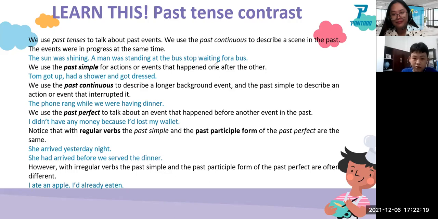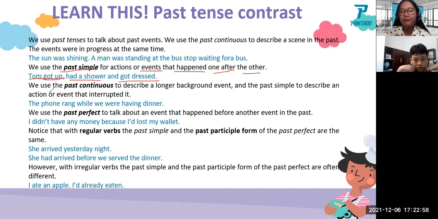Past continuous to describe a longer background event, and the past simple to describe an action or event that interrupts it. Now, here is an example of past simple. Past simple is for events that happened one after the other: got up, had a shower, got dressed, okay?